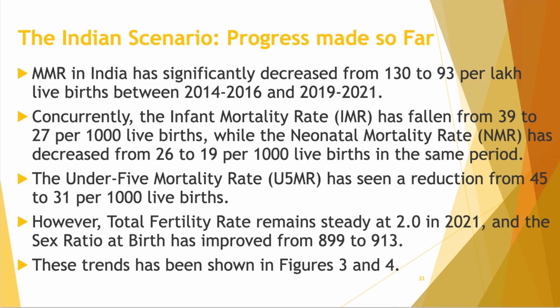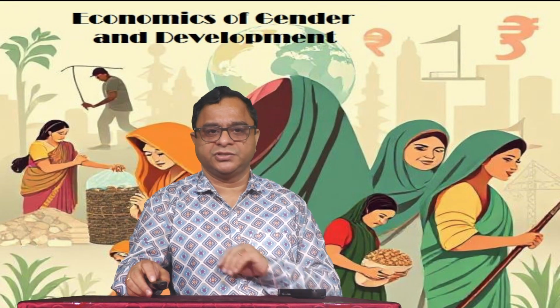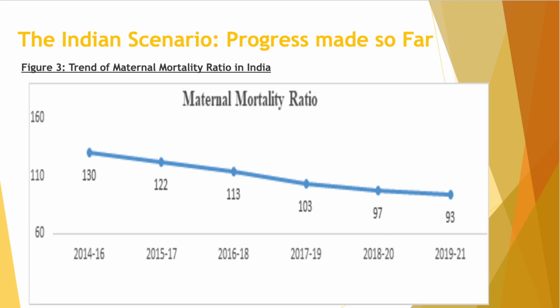And the under 5 mortality rate, U5MR, has seen a reduction from 45 to 31 per 1,000 live births during the same period. However, total fertility rate remains steady at 2 in 2021, and the sex ratio at birth has improved from 899 to 913. This trend has been shown in figures 3 and 4. So here in figure 3 we see the maternal mortality ratio beginning from 2014-16 to 2019-2021. And these figures are based on the data we have obtained from the SRS, Sample Registration System, India.